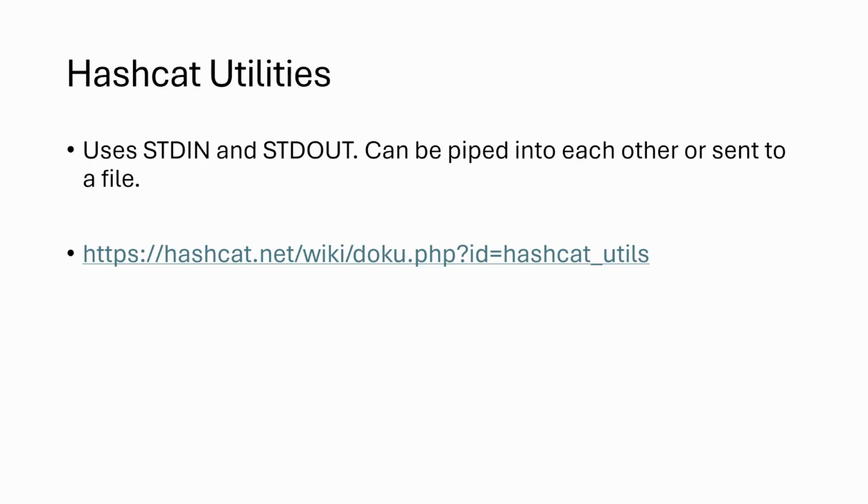Hashcat utilities use standard in and standard out, and they can be piped into each other or sent to a file. I provided a link, or you can search Hashcat utilities. There is a ton of utilities. I haven't even used them all, but it's worth exploring if you're curious about all the tools they have to offer. It may make your life easier. I didn't know about some of them when I started, and I did things pretty manually, so it'll save you a lot of work.